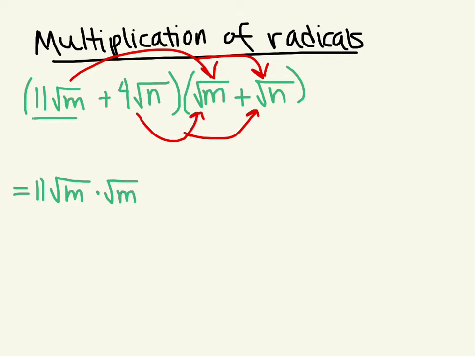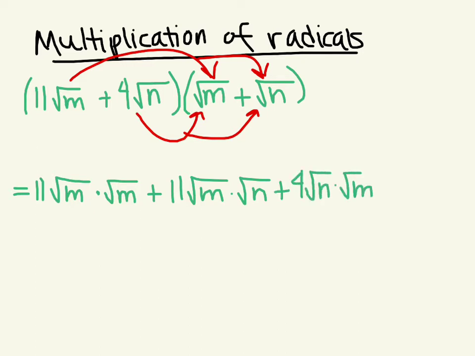Next, we're looking at 11 root m times root n. That is going to be plus 11 square root m times the square root n. Now we do our middle terms. So 4 square root n times root m. So that's plus 4 square root n times square root m. And then my last two terms, 4 square root n times square root n, is going to be plus 4 square root n times square root n.